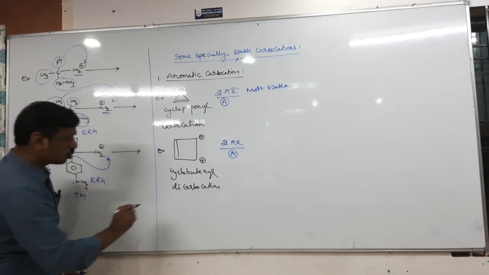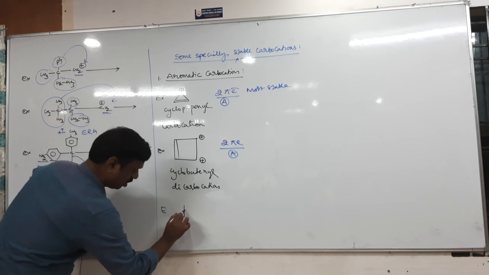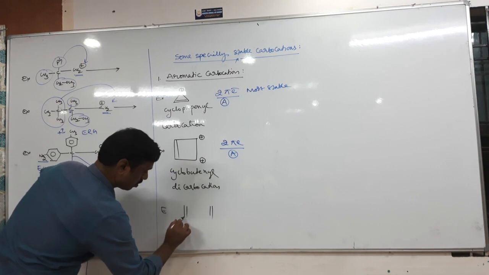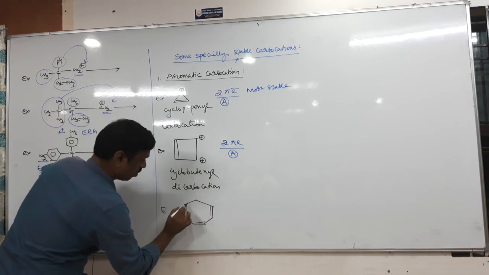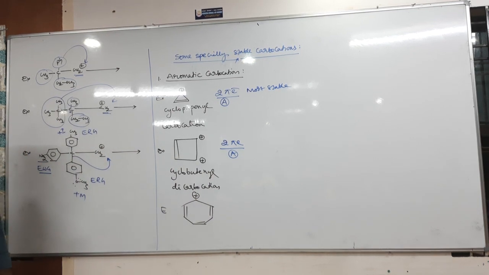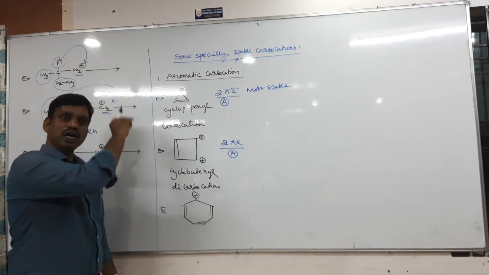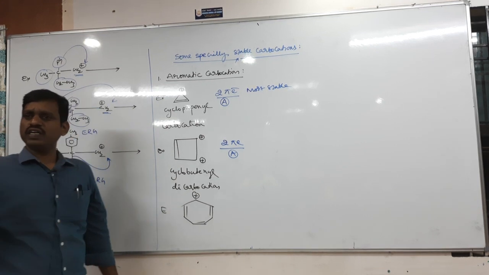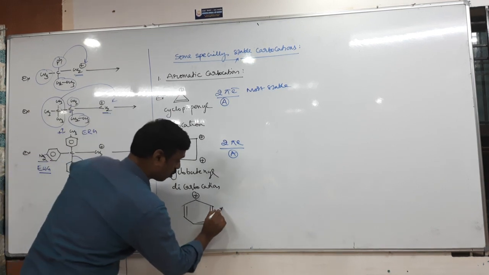But another most important one is a 7-membered ring. Yes, a 7-membered ring with a positive charge, which is called the tropylium cation. So remember, among aromatic cations, the tropylium cation is the most stable. Its name is tropylium, the common name.